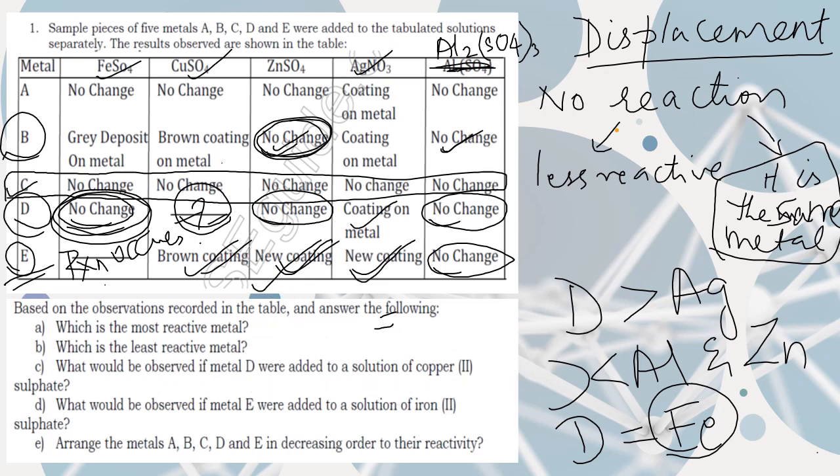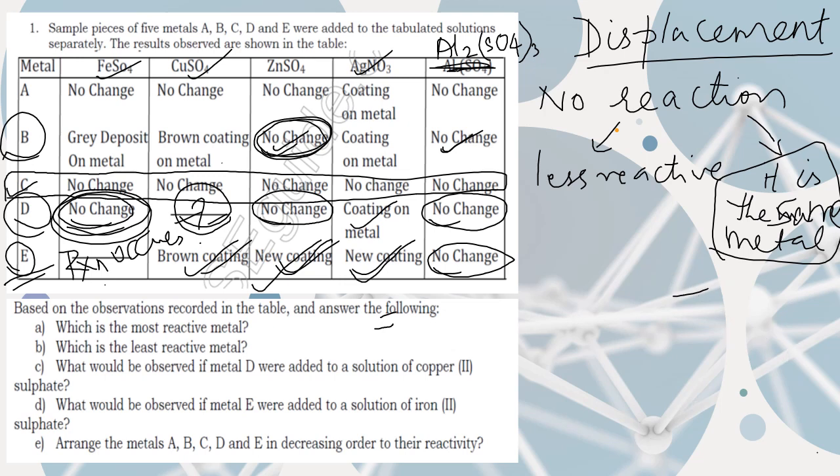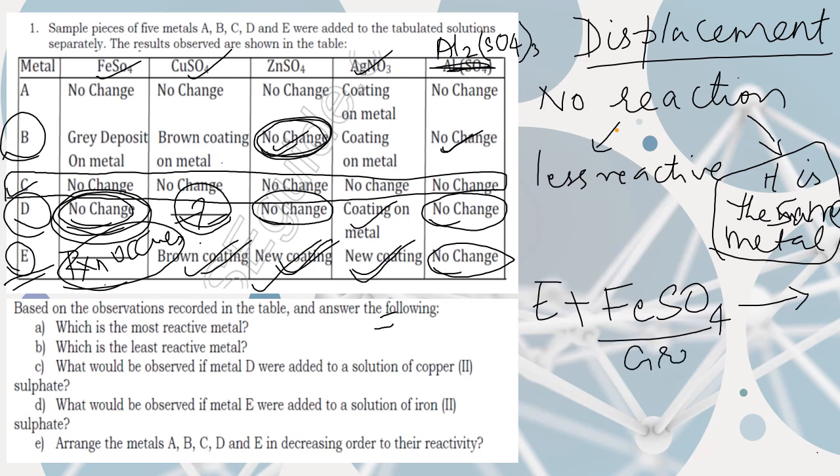What would be observed if metal E were added to a solution of iron sulfate? That we already saw that reaction will take place when metal E is added to ferrous sulfate. So metal E, when it is added to ferrous sulfate, reaction will occur. The green color of ferrous sulfate will change to colorless.